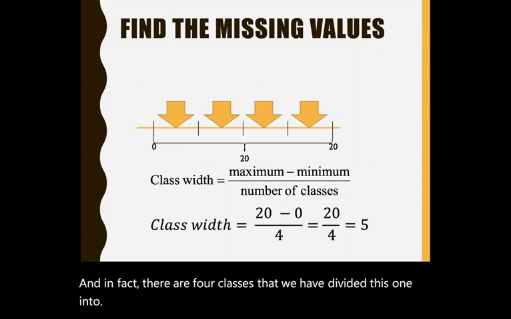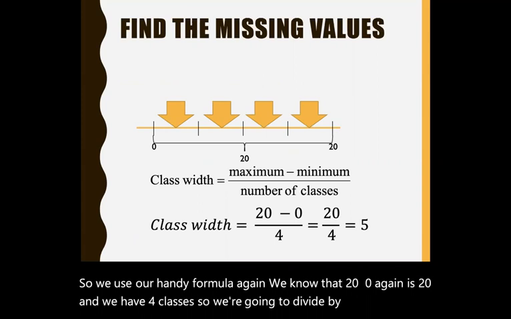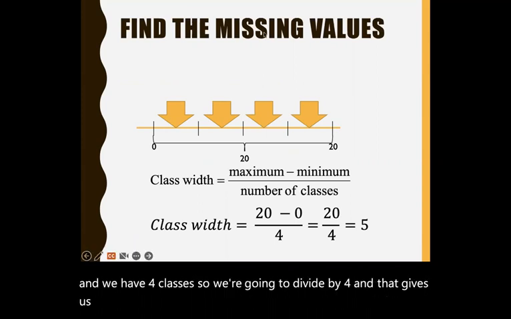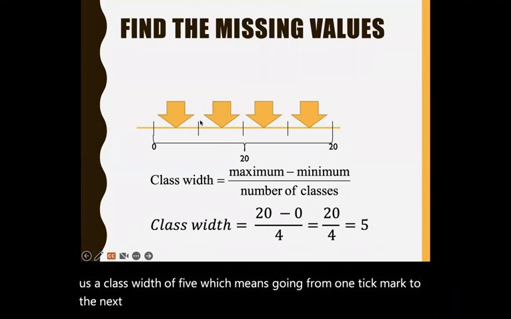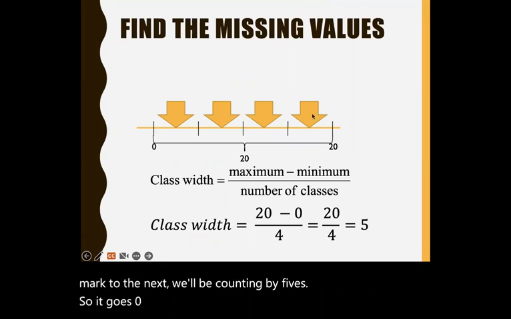So we use our handy formula again. We know that 20 minus 0 again is 20, and we have 4 classes, so we're going to divide by 4, and that gives us a class width of 5, which means going from one tick mark to the next, we'll be counting by 5s. So it goes 0, 5, 10, 15, 20.